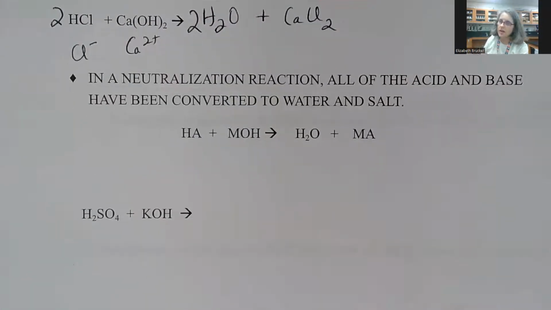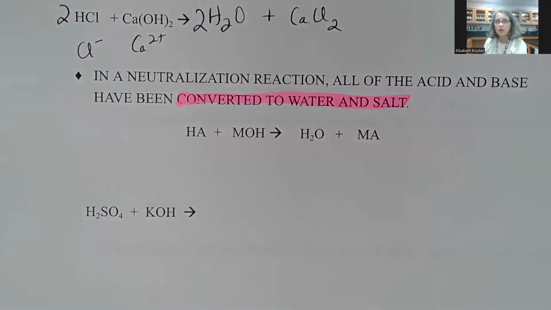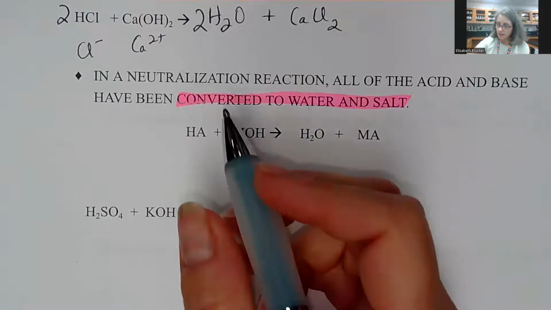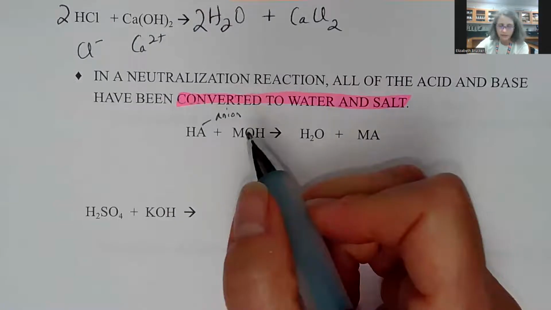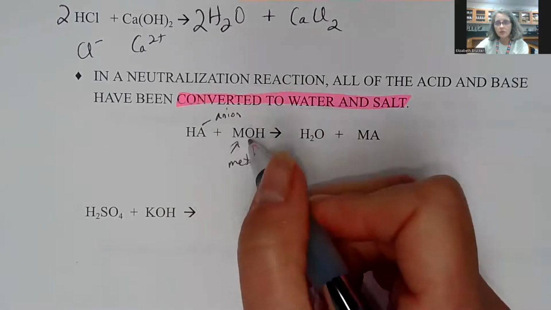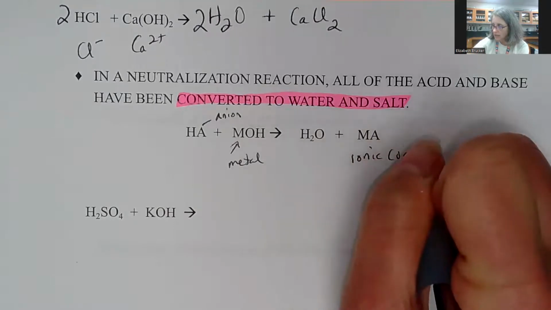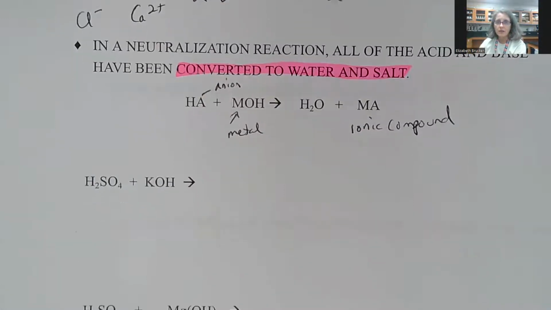Understand that when we do the math with this, all of the acid and base will be converted to water and a salt. We are not assuming that there's any extra acid or base in there. We're just assuming that it's all converted to water and a salt. A generic way of writing this is HA, that is your acid, where A is your anion, the negatively charged anion. And M is going to be a metal, something from the left-hand side of the periodic table, attached to your OH, that's your base. You're going to make water and your salt, which is your ionic compound. This is another thing that you can use to recognize an acid-base reaction.